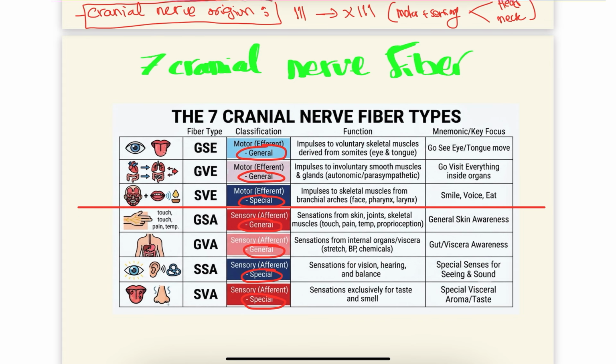Then we have the other one, which is the SVE, which is smile, voice, and eat.